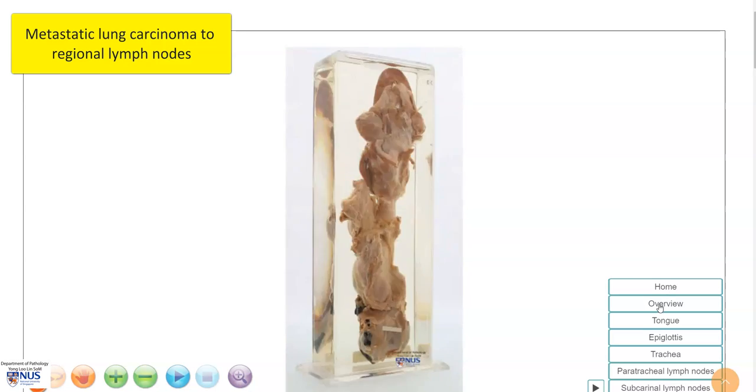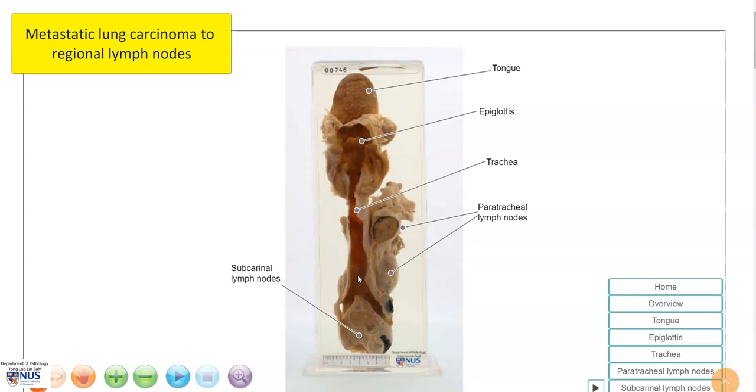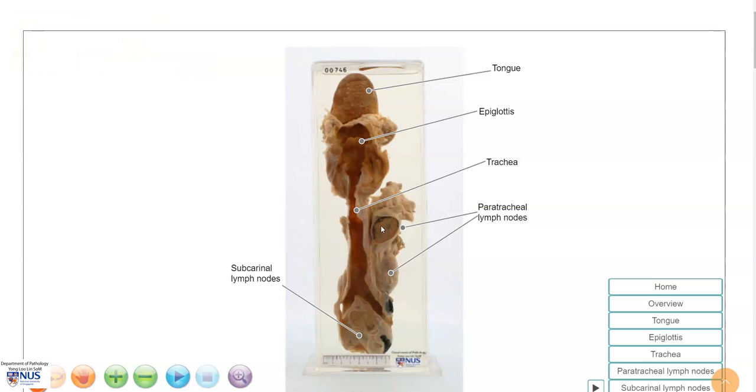Let's orientate ourselves. We are looking at the posterior view now. Here is the tongue, the epiglottis, the trachea, and we have some very large paratracheal lymph nodes and also subcarinal lymph nodes.